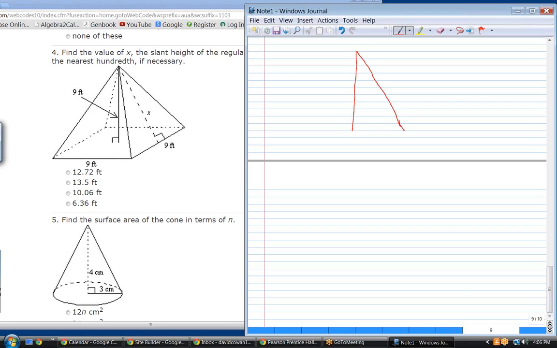And what is this distance from here to there? It's going from the center of that square to the edge. Oh, it'd be half of 9 then, so 4.5. Now we can figure out x, because this is a right triangle. Okay, so 4.5 squared plus 9 squared, square root it. It's got to be 10.06, isn't it? Yep.